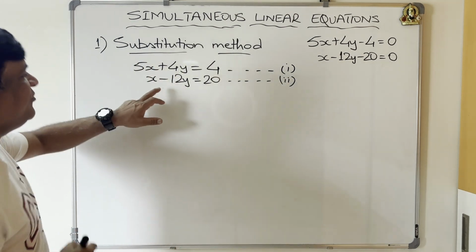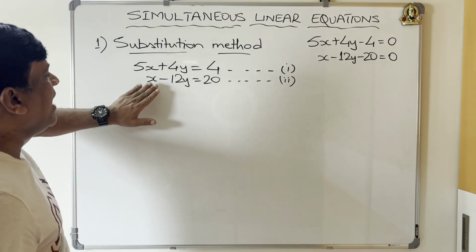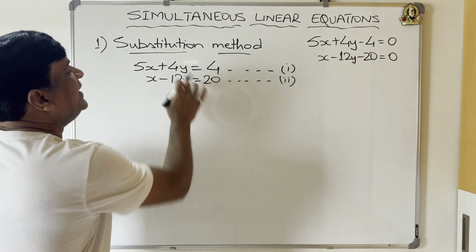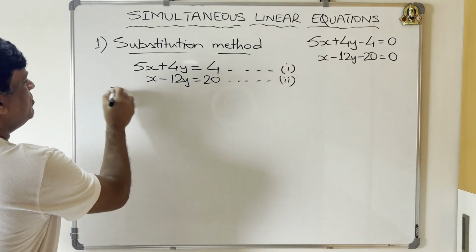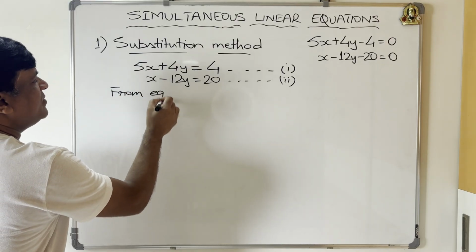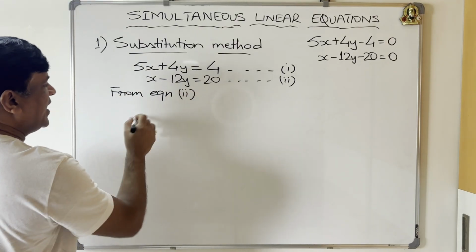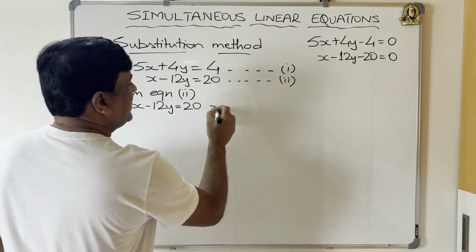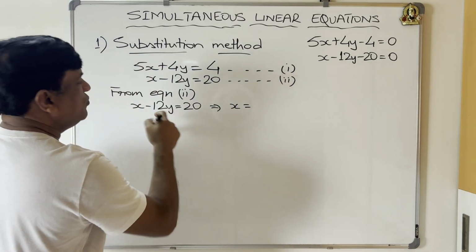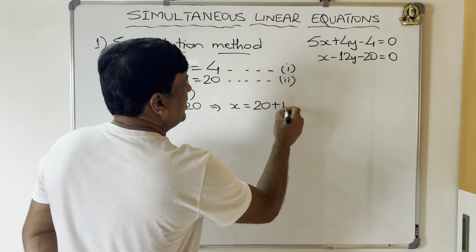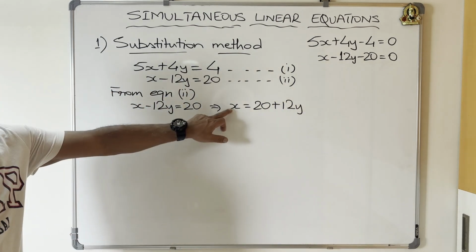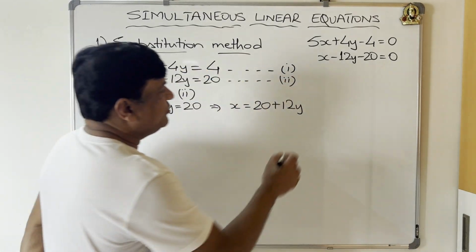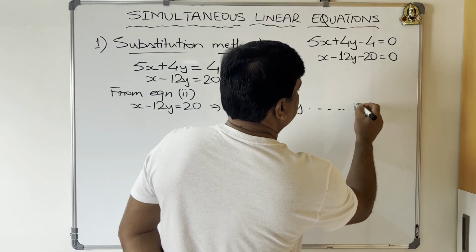So I'll take equation 2, and I'm going to have x equal to something in terms of y. Look at it. You need to write these steps in your exam. From equation 2, x - 12y = 20. Can I write it like this? x = 20 + 12y. I can do that. So I have the value of x in terms of y. I'm going to mark this as equation 3.